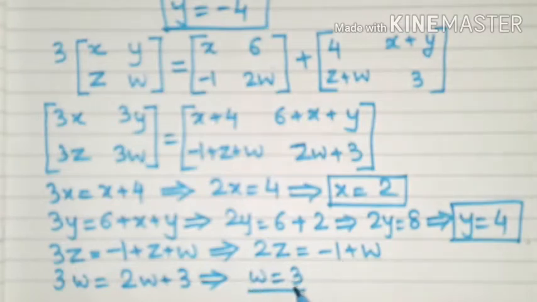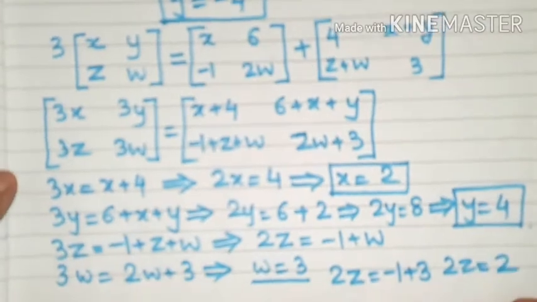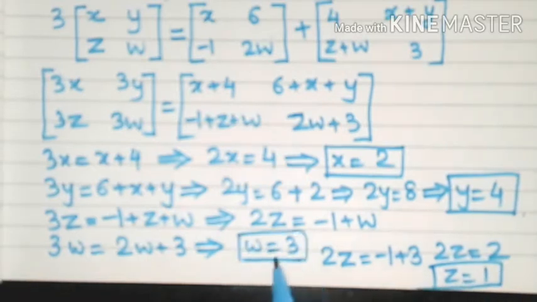So when I substitute the value of w in this equation, friends, I will get 2z is equal to minus 1 plus 3, which means 2z is equal to 2, which implies that my z is equal to 1. So I've got all the 4 values. x is 2, y is 4, w is 3 and z is equal to 1.